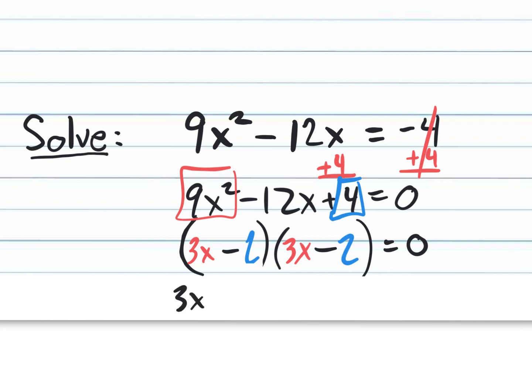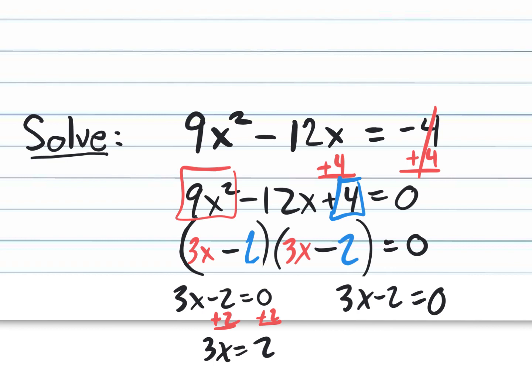You're going to have a 3x minus 2, set that equal to 0. 3x minus 2, same equation, set it equal to 0. So you're going to get the same answer. So you only have to solve one of them. You're going to go plus 2, plus 2. You're going to have 3x equals 2. Final step, divide by 3. Divide by 3. That'll be 2/3. So the answer is x equals 2/3.